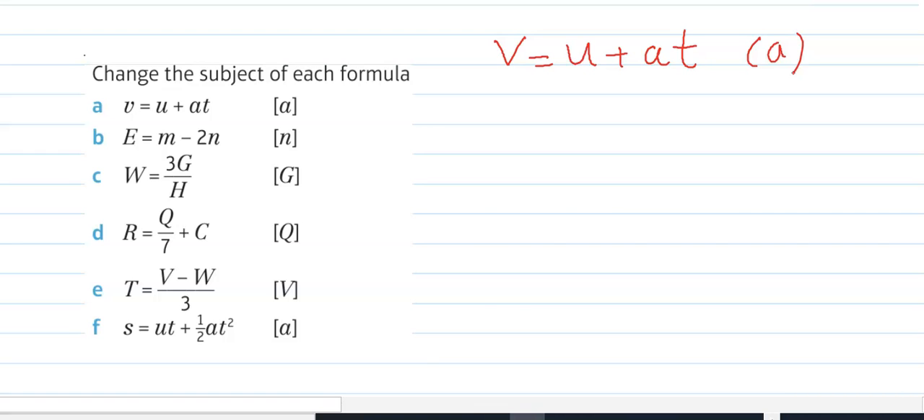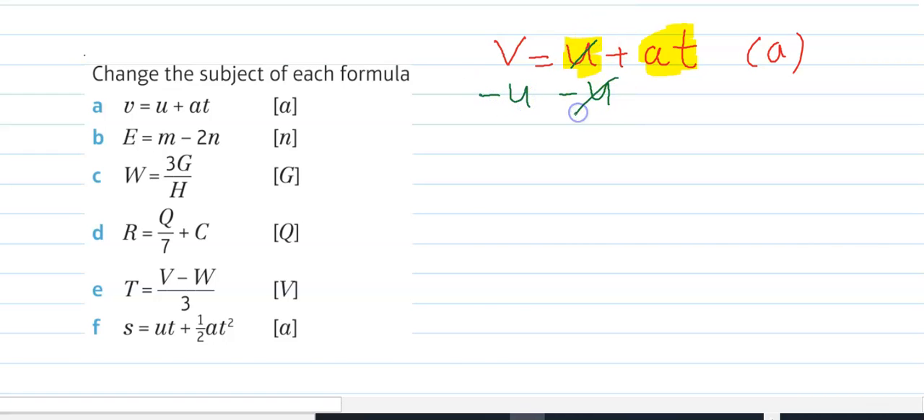A as a subject means whatever you need to make as a subject, that should be on the left hand side or right hand side, only that letter. Okay, so what we can do with this letter A, we have T and U. What can we get rid of? U first. How can we get rid of U first? Yes, minus U both sides, because it is plus U. You can do balancing both sides, minus U both sides.